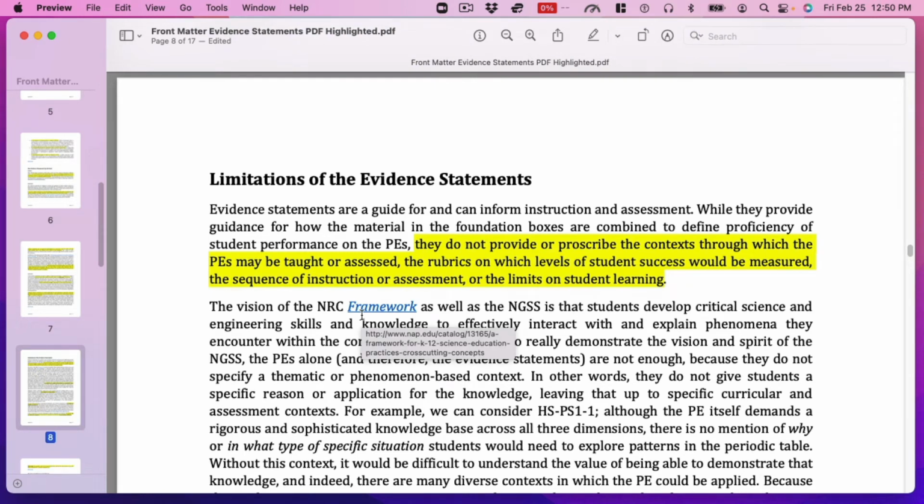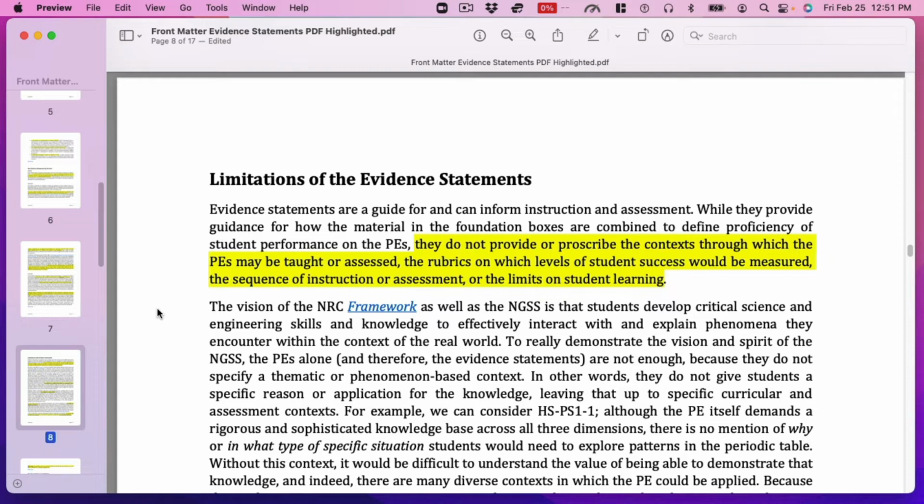There are limits to these evidence statements. They don't provide or prescribe the context, so that's when you come in. As a teacher, I'm looking at what I'm being asked to do as far as the science and engineering practices, so I know that students are going to have to model some things, they're going to have to ask questions, they're going to do some investigations, and it's going to be around some specific content, whether it be physical, life, science, and maybe a combination thereof. I could combine life science and earth science.